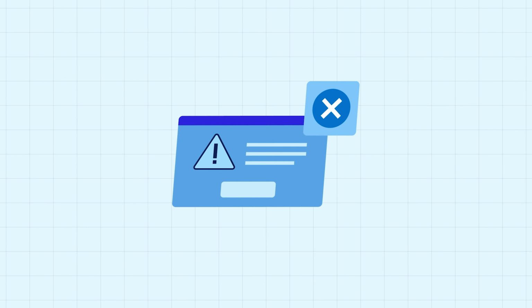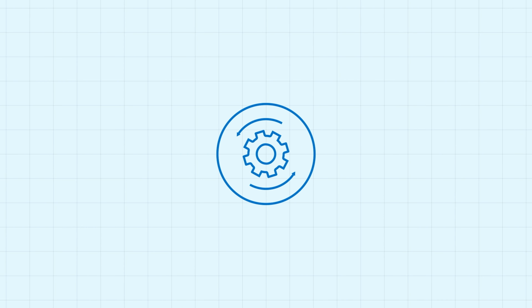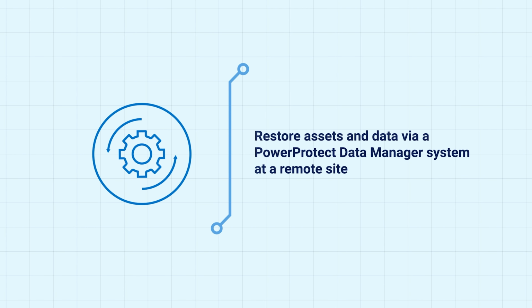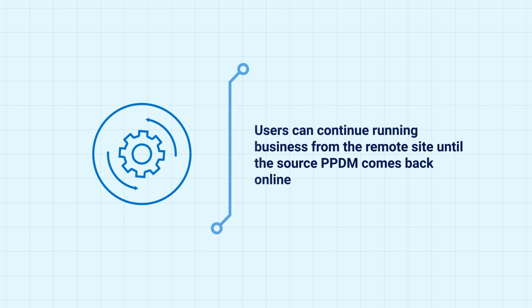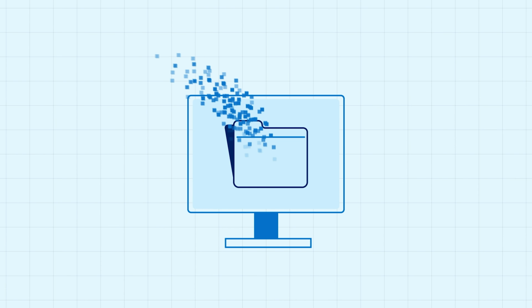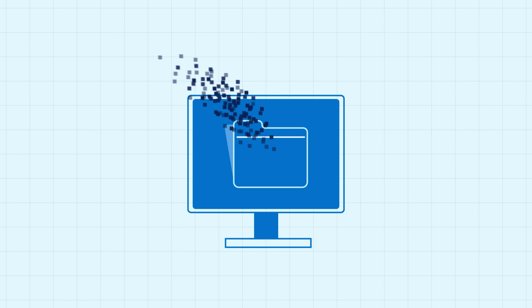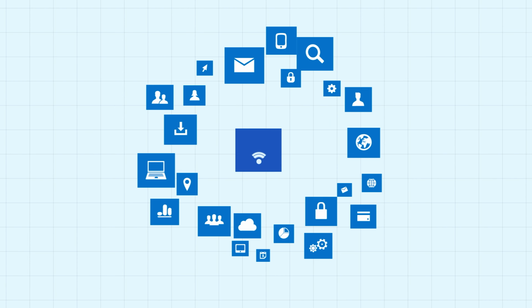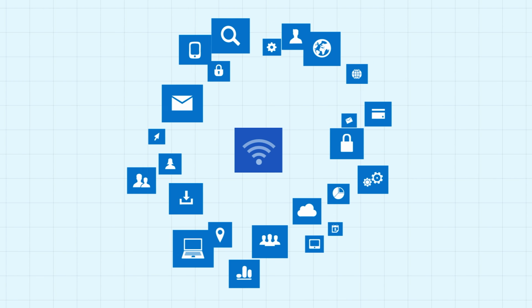After a disaster, the Quick Recovery feature enables users to restore assets and data via a PowerProtect Data Manager system at a remote site. Users can continue running business from the remote site until the source PPDM comes back online. When there is a loss of protected assets at the source side, there is a need to recover data in the remote site and bring the apps back online as fast as possible.